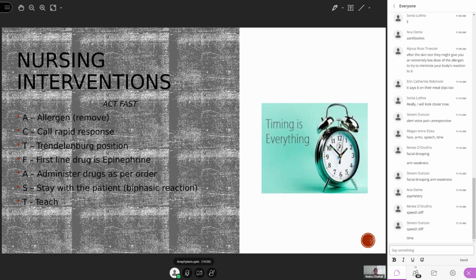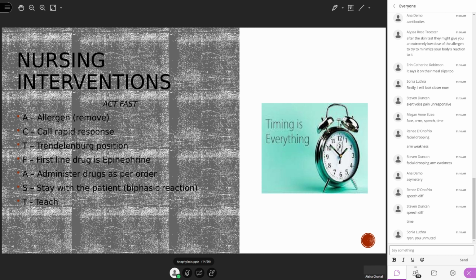Nursing interventions, sorry, again, this slide isn't in sequence, guys, but for anaphylaxis, just to give you a little mnemonic, just to give you, somebody I think unmuted, do you have any question? If not, you can mute yourself.